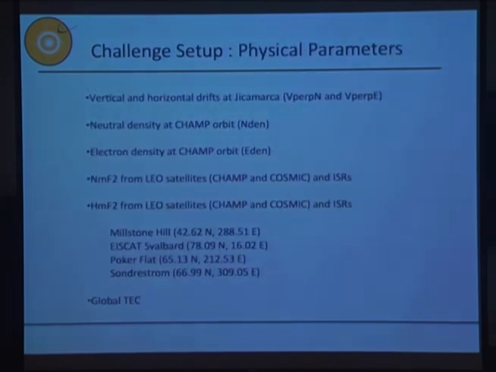For the metric study, several physical parameters are selected, such as vertical and horizontal drift at Jicamarca, electron density, neutral density, NmF2 and hmF2, and also global TEC values. Let me show one example. Actually, a lot of the comparison has already been done, but I just want to show one result.